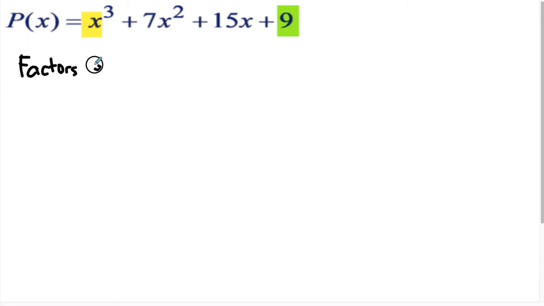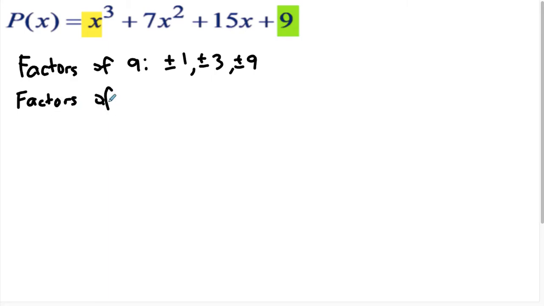So we know the factors of 9 are plus or minus 1 times plus or minus 9, and then plus or minus 3 times itself. And now we want to know the factors of the leading coefficient, which is 1. That's easy. That's plus or minus 1.